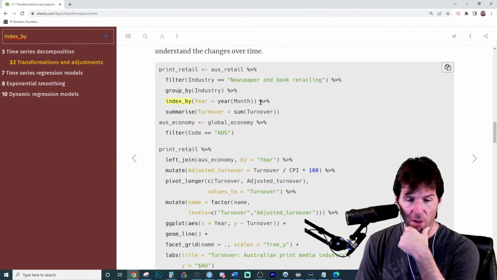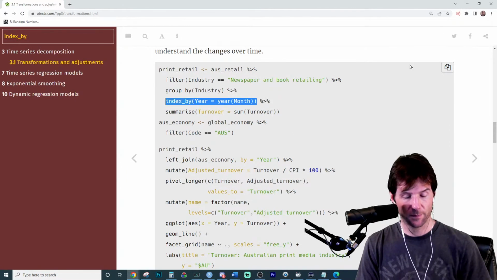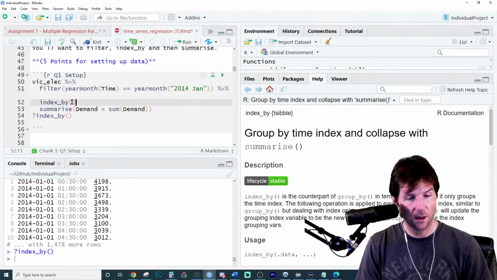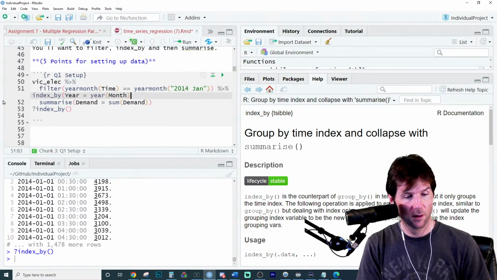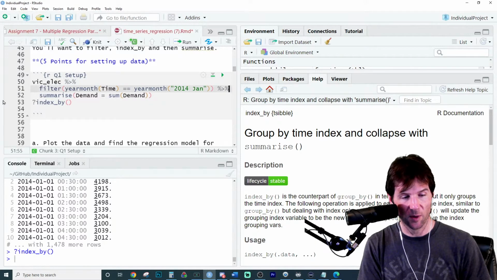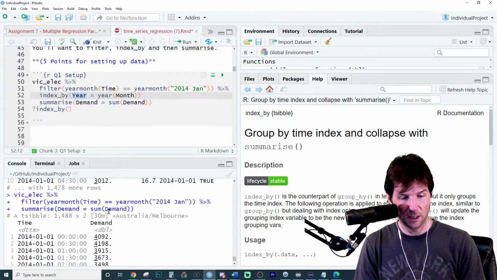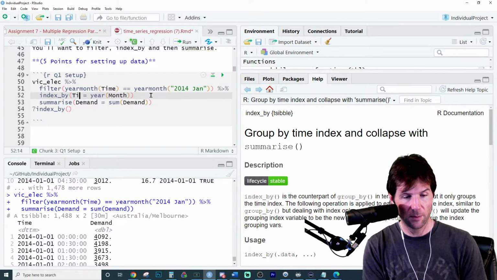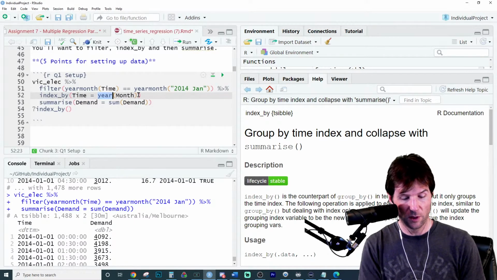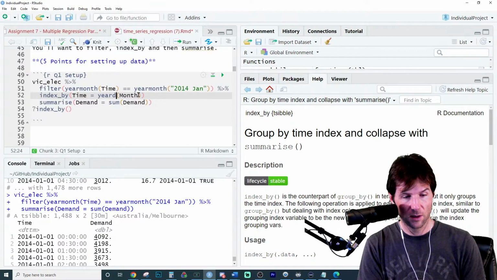There we go. Index by year, month, year. So we need to grab this. So many codes to remember. Index by, and we want the date or the time to be equal to year day, it should be.